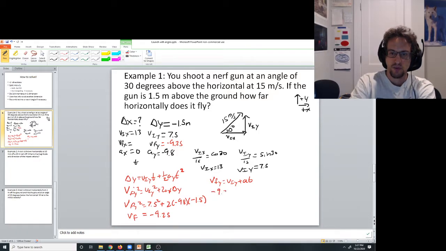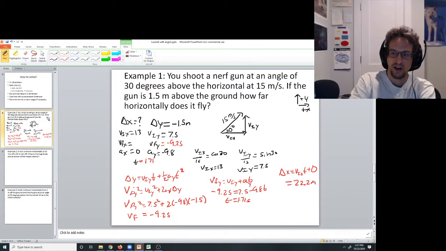Okay, this is negative 9.25 equals 7.5 minus 9.8 times t. That should be a y. And I get time is equal to 1.71 seconds. If time is 1.71 seconds, now I have that third value in the x direction, and I can do change in x equals v initial x times time plus 1 half, and this whole other thing is 0, right? This 1 half a t squared is 0. So I get that it goes 22.2 meters in the air.